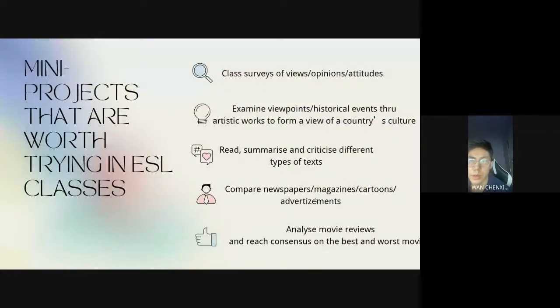Comparing newspapers, magazines, news stories, cartoons, and advertisements; reviewing all or part of a story, feature film, or documentary; and analyzing movie reviews and reaching consensus on the best and worst movie. Describe, compare, and reflect on creative works from this part in the general project area. Now is a time for discussion of a project theme. Here are some examples. Next slide, please.